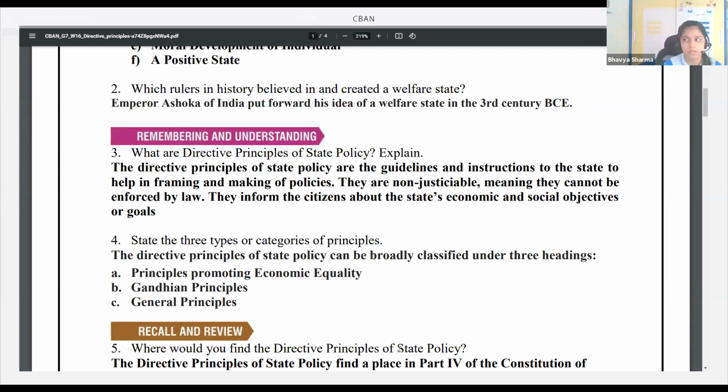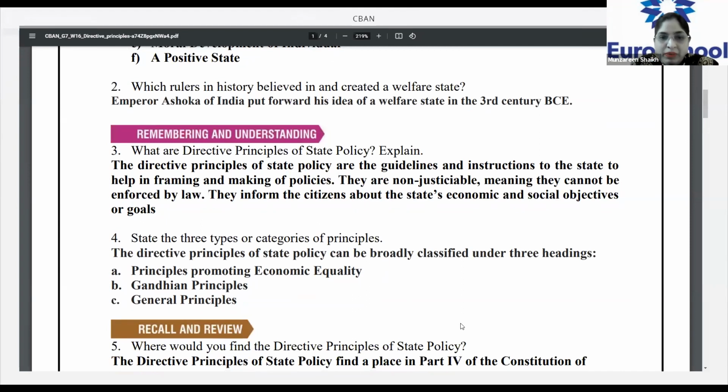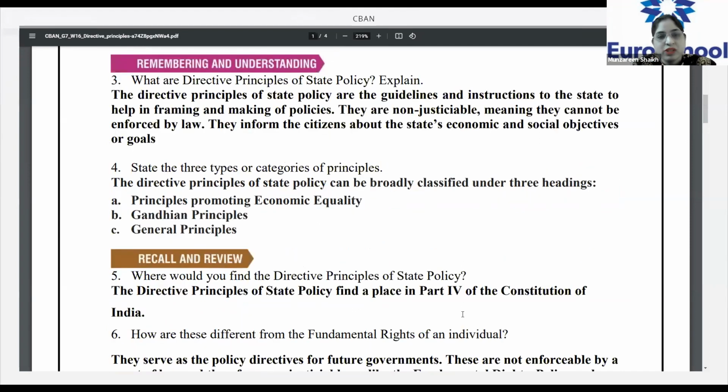Economic principle. Principles promoting economic equality. Very good. Third one, Gandhian principles, general principles. I'll repeat once again: principles promoting equality. Very good, Yash. It's good to see you participating. So the three categories of principles are principles promoting economic equality, Gandhian principles, and general principles.